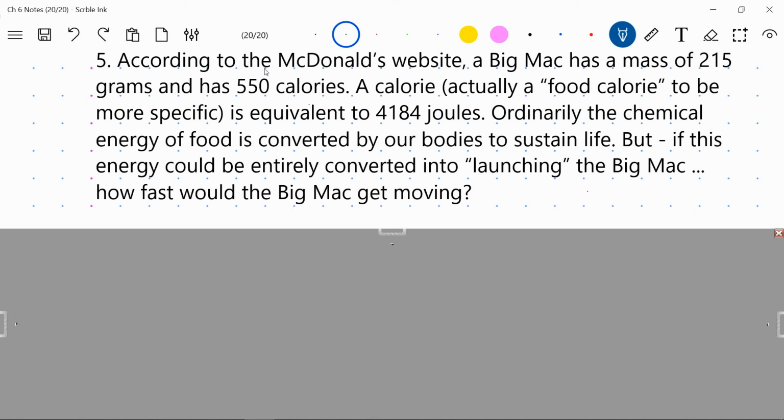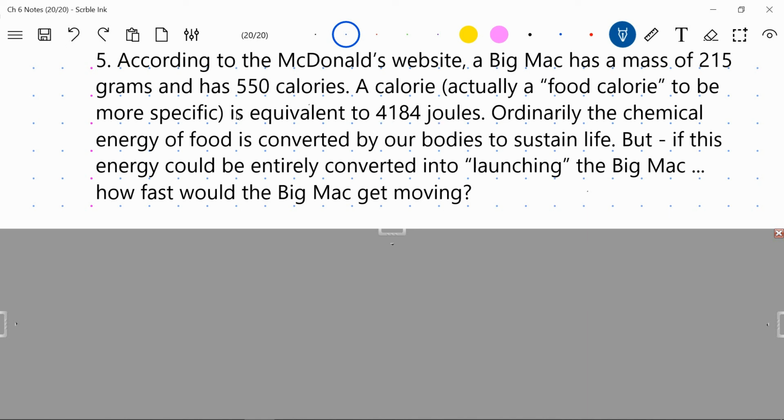We have information about a Big Mac, which is actually real information that I looked up from their website. We've got the mass of the Big Mac. We've got its energy content expressed in calories. So calories are not something that we're really officially making use of. That's why I gave the information that's needed inside the question. But it's worth knowing what a calorie is, which I'm sure you've heard of before. It is an energy unit, and it's equivalent to 4,184 joules.